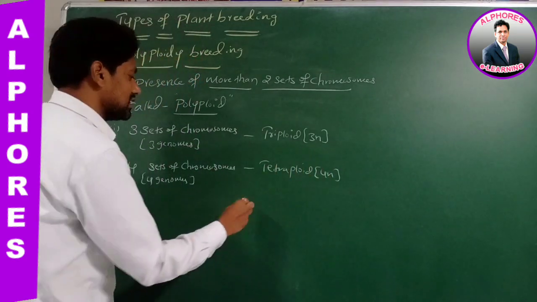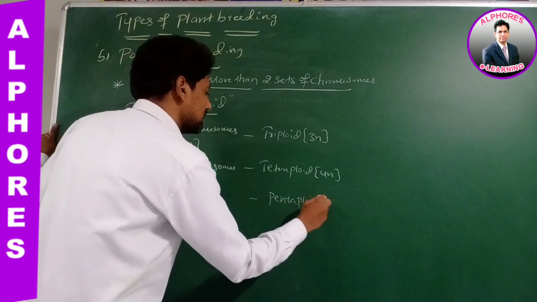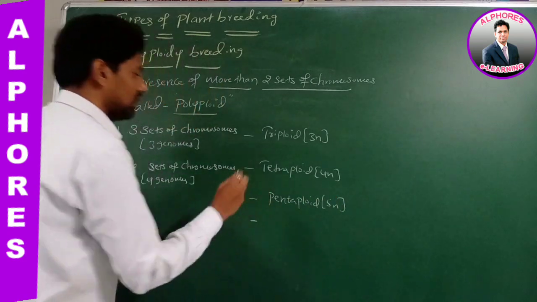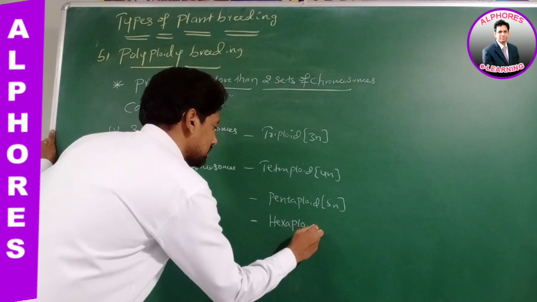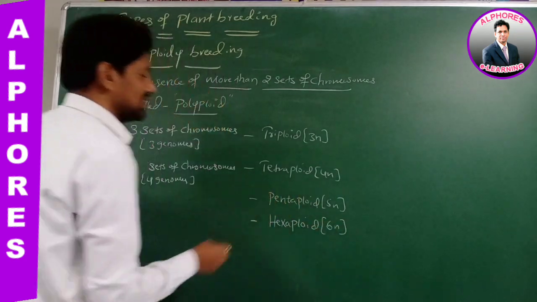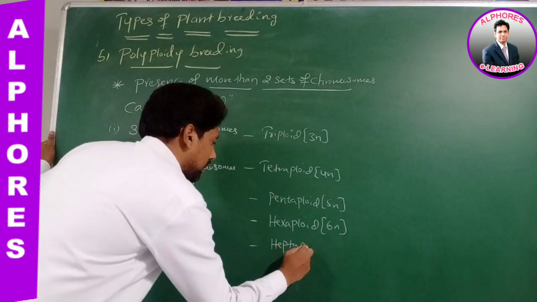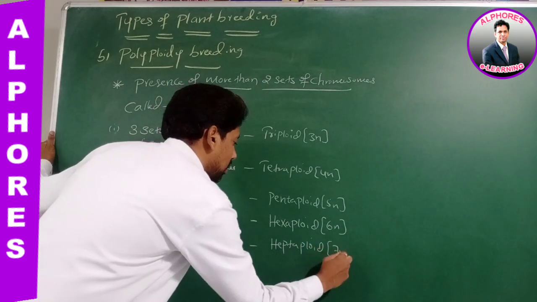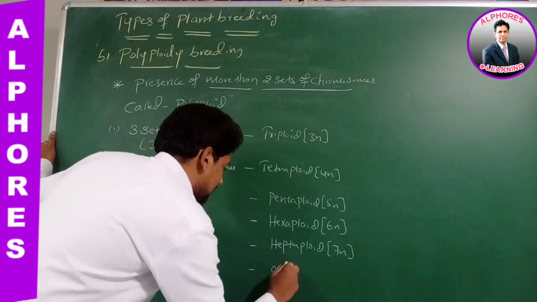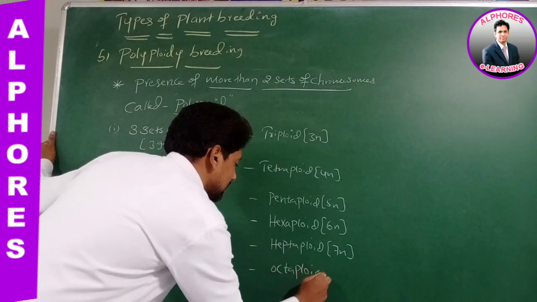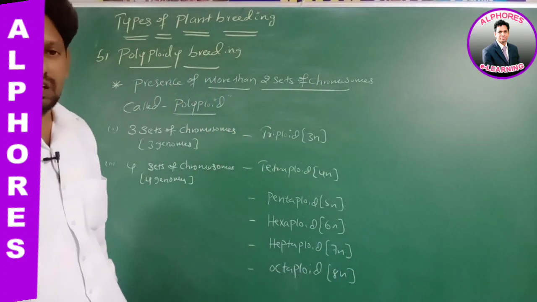If five sets are present, pentaploid. If six sets of chromosomes are present, hexaploid. If seven sets of chromosomes are present, heptaploid. If eight sets of chromosomes are present, octaploid. What is it called? It is called octaploid.